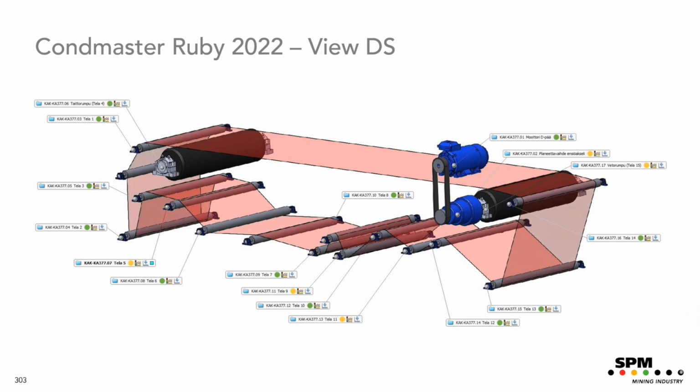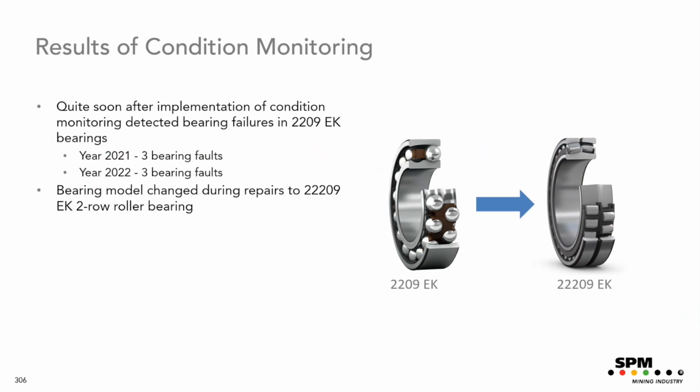This is how it looks like in the ConMaster software. You have green and yellow dots. And they had some problems here, and in 2021 they had 3 bearing replacements, and last year, 2022, also 3 bearing replacements, and they have decided to change from ball bearings to spherical roller bearings, and I guess that will solve a lot of problems.